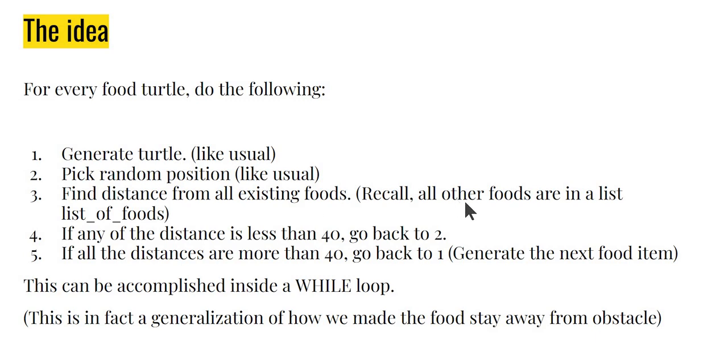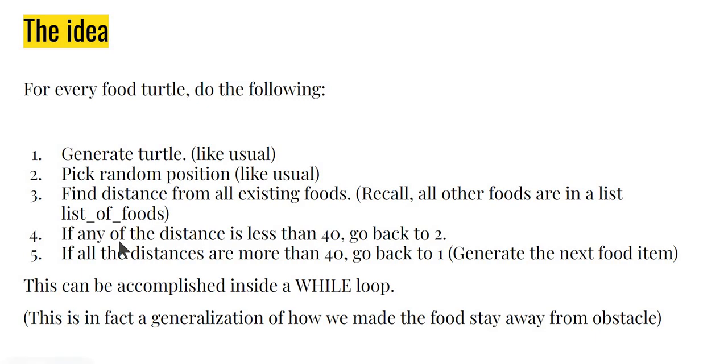Remember, every food out there is inside a list called list of foods. So all I have to do really is find, okay, if this food is very close to any of those foods, then I need to go back to step number two, which is to pick up a random position. So its placement is not complete yet. I need to do this again. If the distance is more than 40, however, I just go back to step number one, which is to say, okay, for this food, the placement is complete. Let me generate the next food item and do all of this.